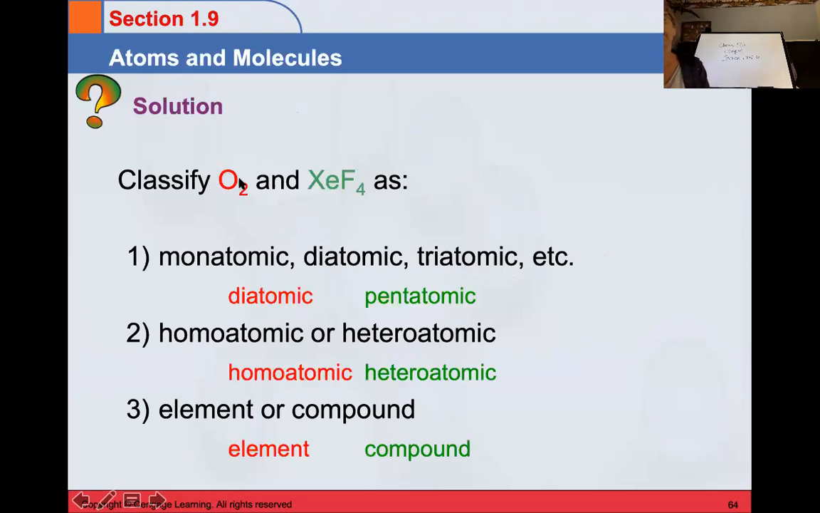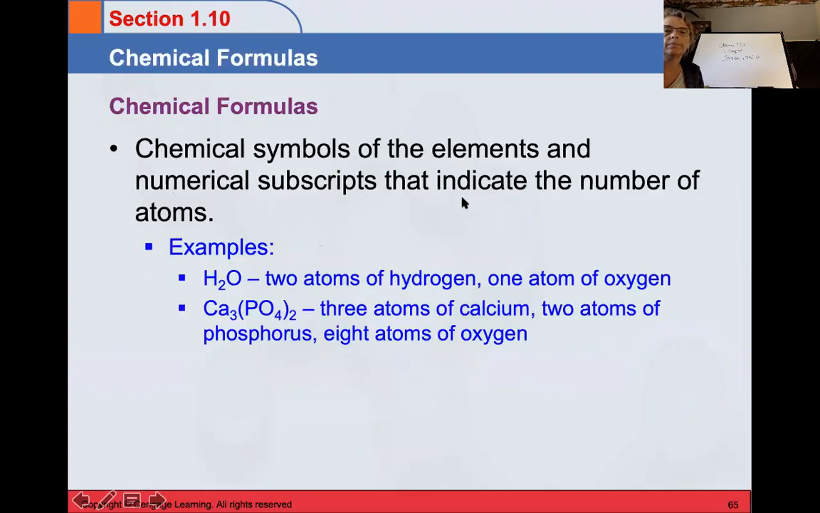So oxygen is diatomic because it has 2 atoms. It's homoatomic because they're the same. And oxygen is an element because it has just 1 type of atom in it. Xenon tetrafluoride is pentaatomic because it has 5 atoms. It's heteroatomic because it has two different types of atoms, and it's a compound because it has more than one type of atom in it.